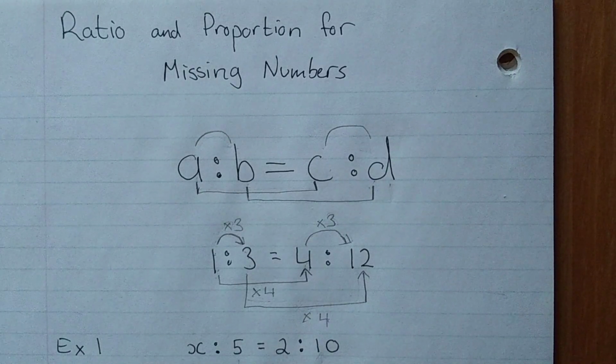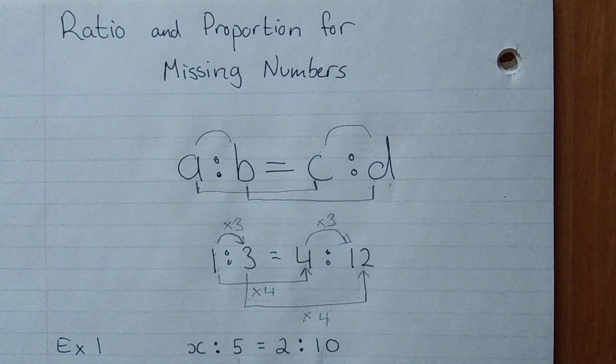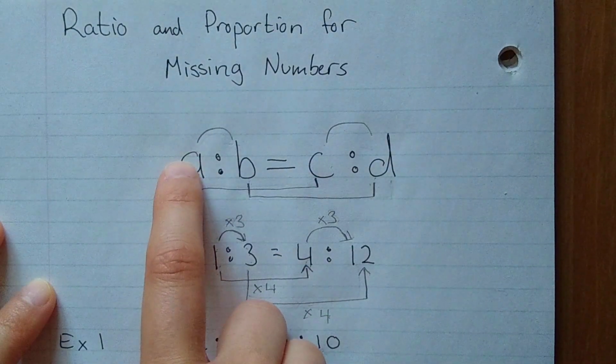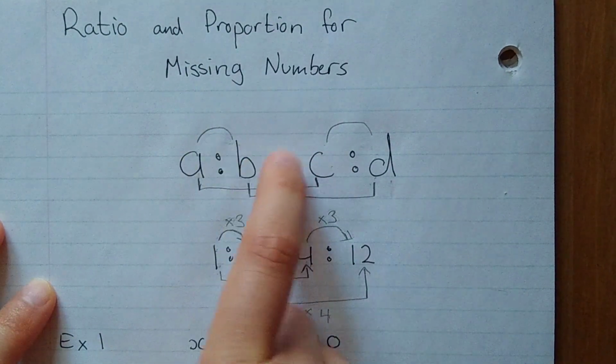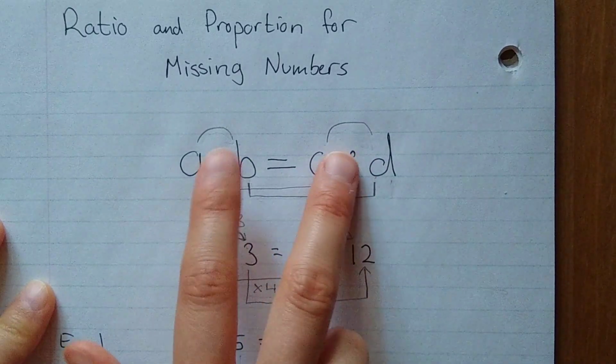In this video, we're talking about equivalent ratios when there are missing numbers. So as an introduction, when you have something like this, where you have A colon B, which is a ratio, equals C colon D, and C colon D is also a ratio, it means that these are equivalent ratios.